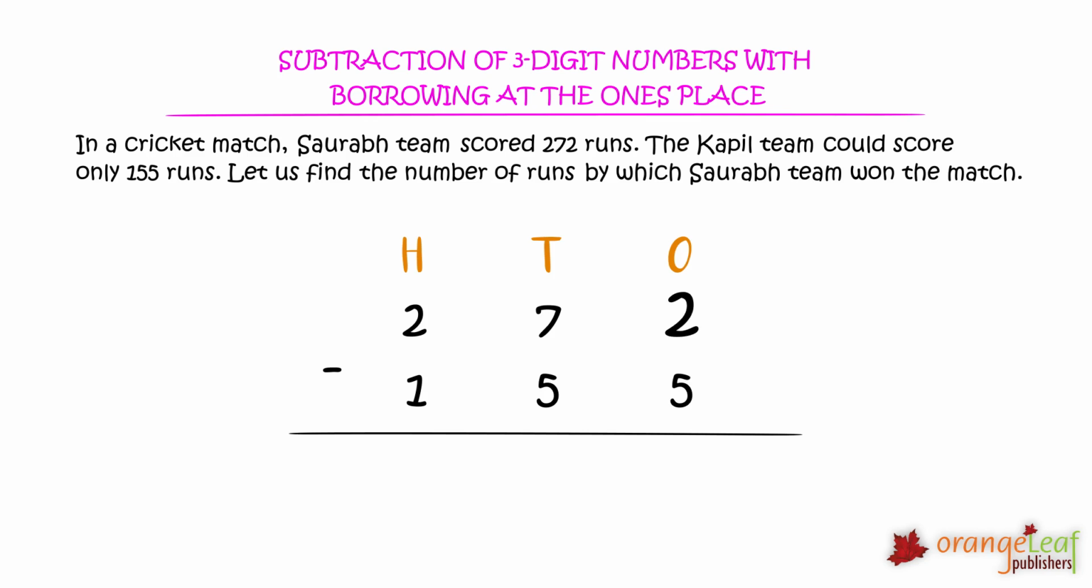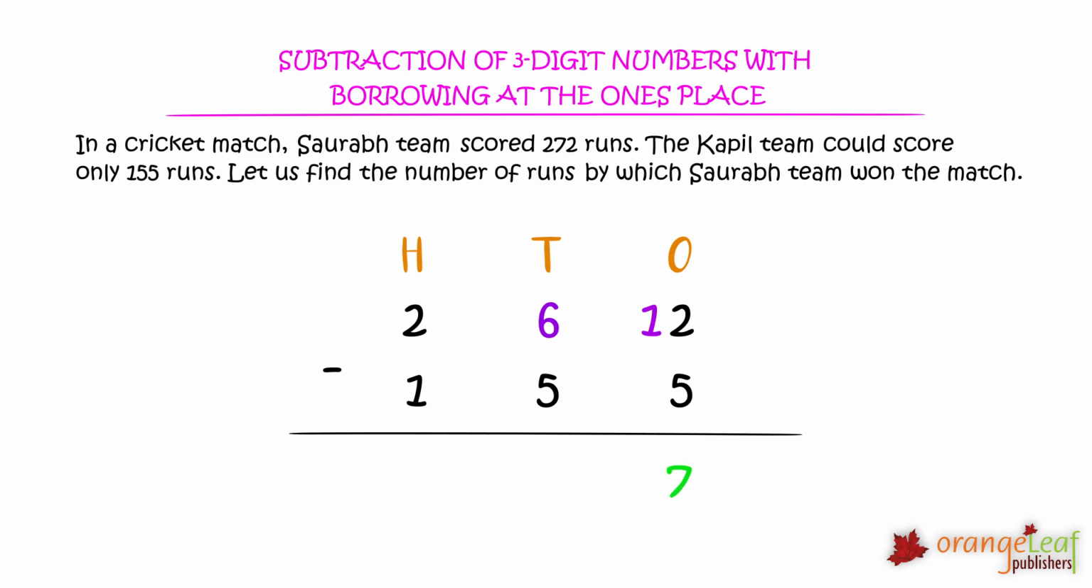272 has 2 ones and 155 has 5 ones. As there are not enough ones, borrow 1 ten from the 7 tens and regroup it into 10 ones. Now, there are 12 ones. Step 1. Subtract the ones. That is 12 minus 5 is equal to 7.